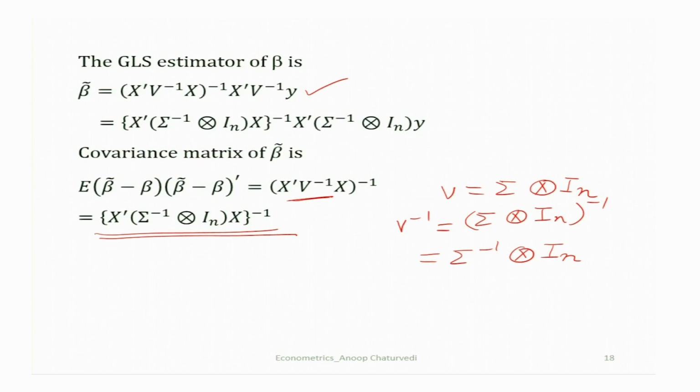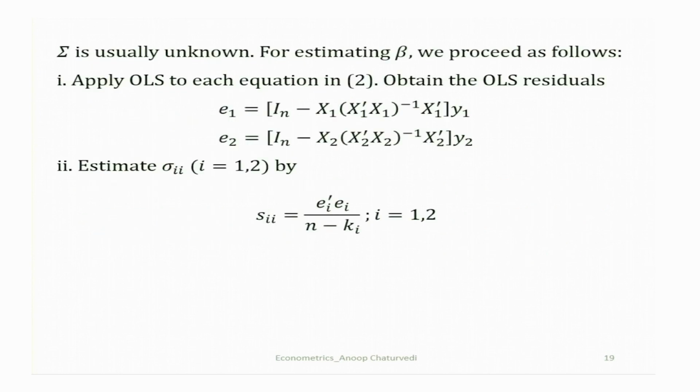Again this estimator is not feasible, because this variance covariance matrix sigma is usually unknown. So, one of the possibilities is that we estimate sigma and then we substitute that estimator here, means we replace this sigma by its estimator to get a feasible generalized least square estimator of beta. So, sigma is usually unknown. So, for estimating beta we proceed as follows.